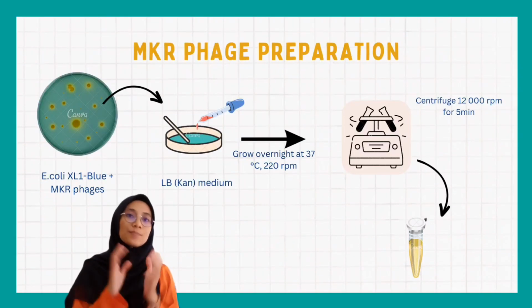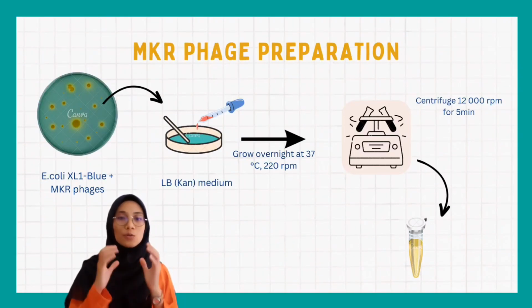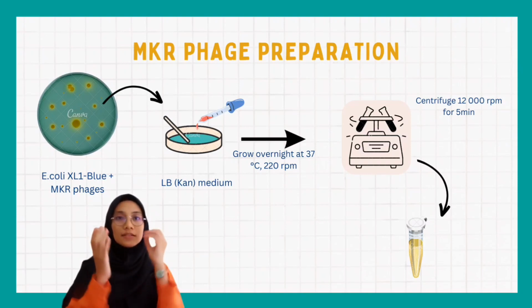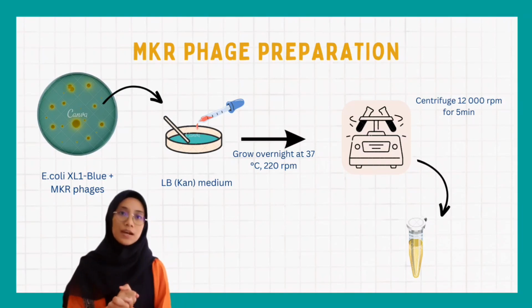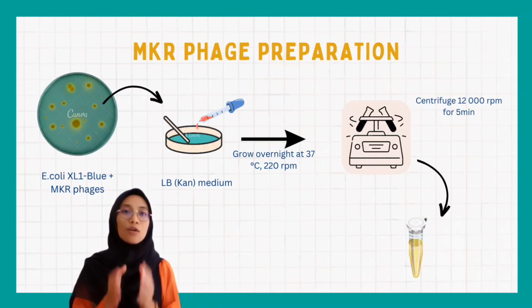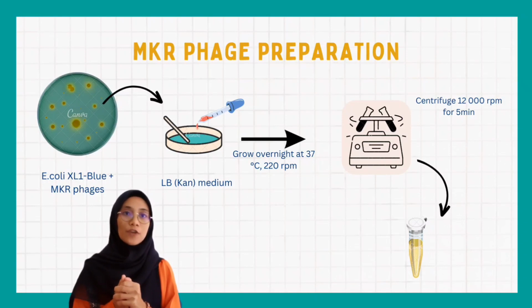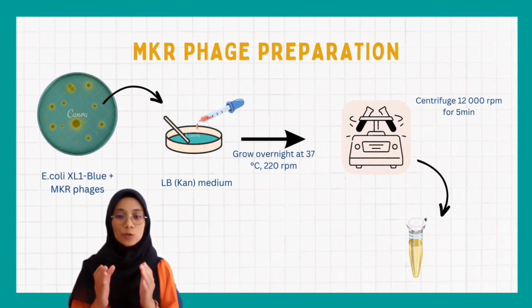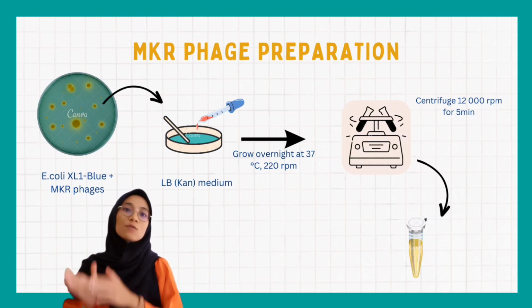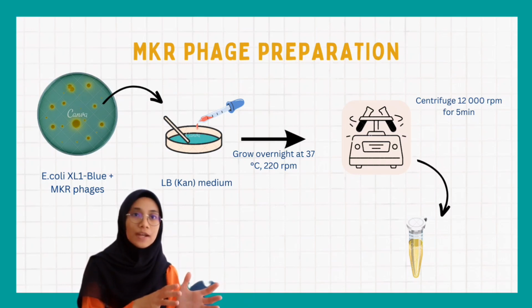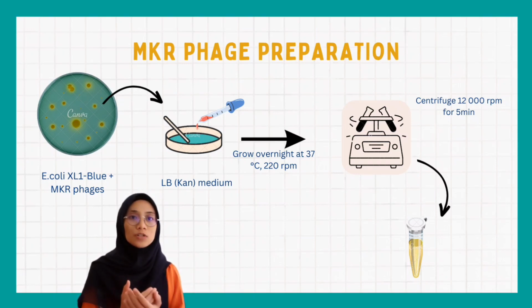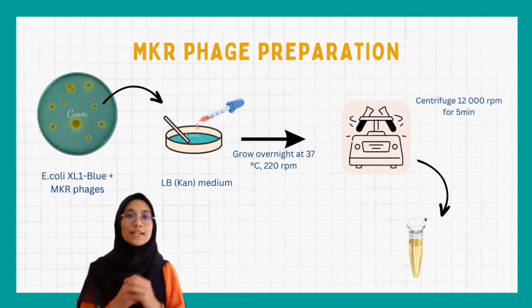Okay, the next method is the preparation of the MKR phage. So what is MKR? MKR is the type of bacterial phage that is called MKR. For this method, the colonies of E. coli SL1 blue strain that contain the MKR phage were inoculated into the LB-K medium and left to grow overnight at 37 degrees Celsius at 220 RPM. Then it was centrifuged at 12,000 RPM for 5 minutes. The supernatant was filtered, and this filtered solution is the prepared MKR phage solution.